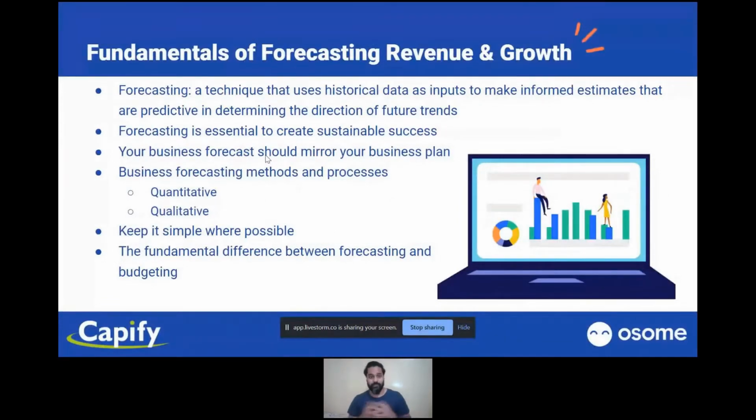So what is forecasting, and why do we need a completely separate topic about it, and why do we need to discuss it in a lot more detail? Because it's crucial.